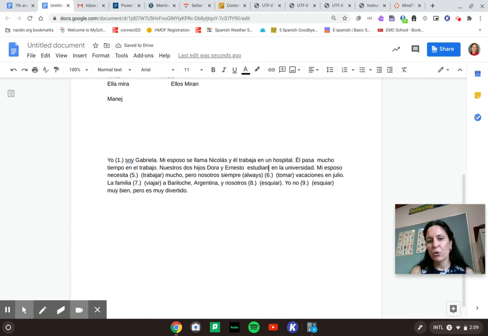Mi esposo necesita. So here we're saying my husband needs to work. We're not saying my husband works. So because we have the to work translation, we are going to leave the infinitive. So necesita trabajar. He needs to work. When we have two verbs together, like we have he needs already conjugated, that trabajar, that second verb, is going to stay in the infinitive. It's not conjugated. We don't have to take off the AR. We're just going to leave it as to work.